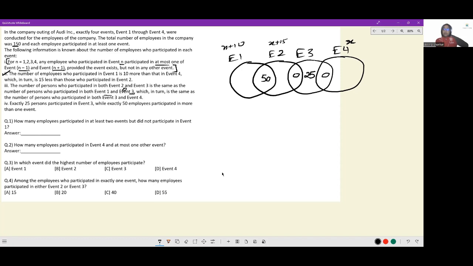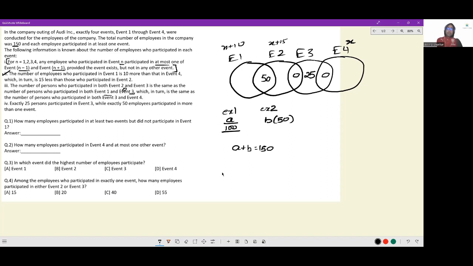Now see, we know the number of people who participated in exactly one event. Let those people who participated in exactly one event be A, and those who participated in exactly two events be B. We know people who participated in exactly 2 events is 50. In terms of number of people, A plus B should be equal to 150, so A is equal to 100. The total number of employees was 150. If 50 people have participated in exactly 2 events, 100 people have participated in exactly one event.